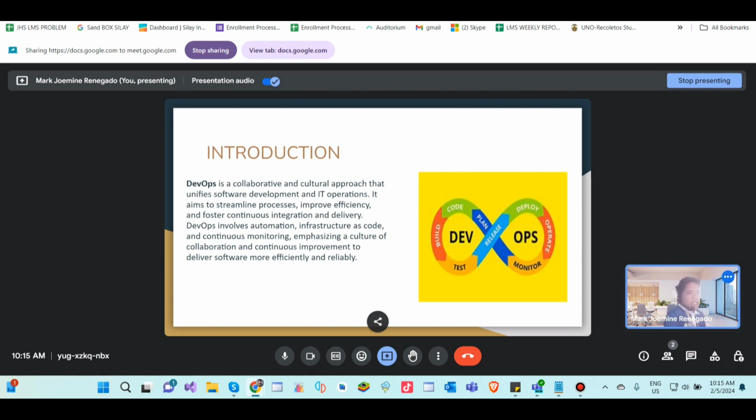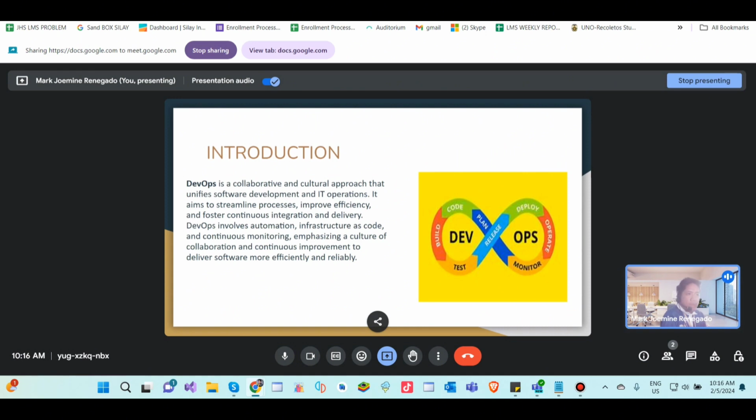Okay, we have here the introduction. So DevOps is a collaborative and cultural approach that unifies software development and IT operations. That means the main purpose of DevOps is to integrate a harmonious environment between the software development department and also the IT operations. So sync them and make them work together as a team, right? Next, it aims to streamline processes. When you say streamline, it makes the processes so much easier. Next is improve efficiency and foster continuous integration and delivery.